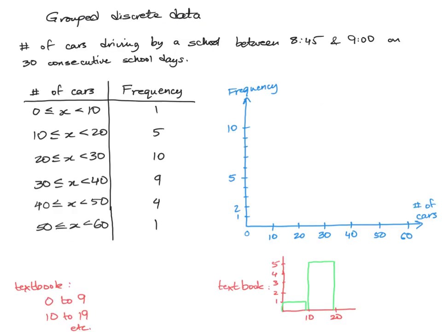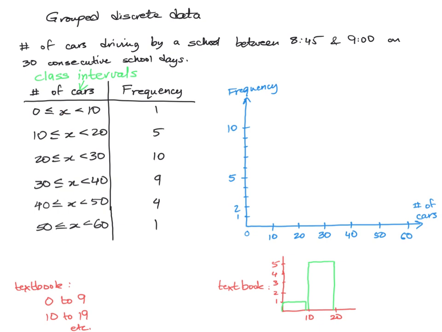So now let's talk about grouped discrete data. This particular example is about the number of cars driving by a school between 8:45 and 9 o'clock on 30 consecutive school days. Now, instead of giving you the raw data, which I could have done with the exact number of cars each of those 30 days, I've grouped that information into what are called class intervals, which are just a range of values. In this case, 0 less than or equal to x less than 10, 10 less than or equal to x less than 20, etc.